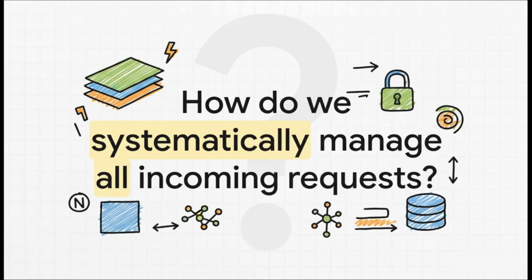Okay, great. Our server's running, we've got some routes set up. But hold on a second. What if we need to do something for every single request that comes in? Like maybe we need to log the request details for analytics, or we need to check if the request is coming from an approved website. We can't just copy and paste that same logic into every single one of our routes. That would be a huge mess.